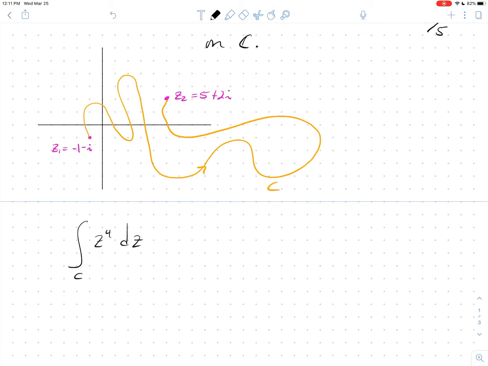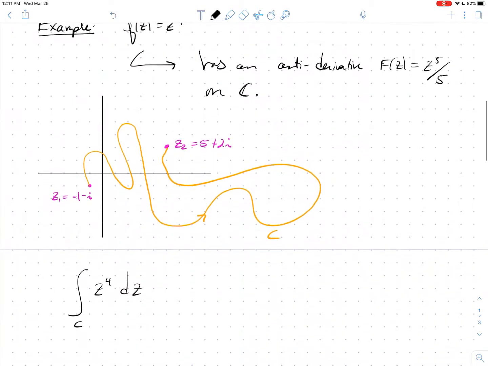But I don't have a formula for C. I just made this up. But let's use our theorem. The theorem says, hey, you have an antiderivative.